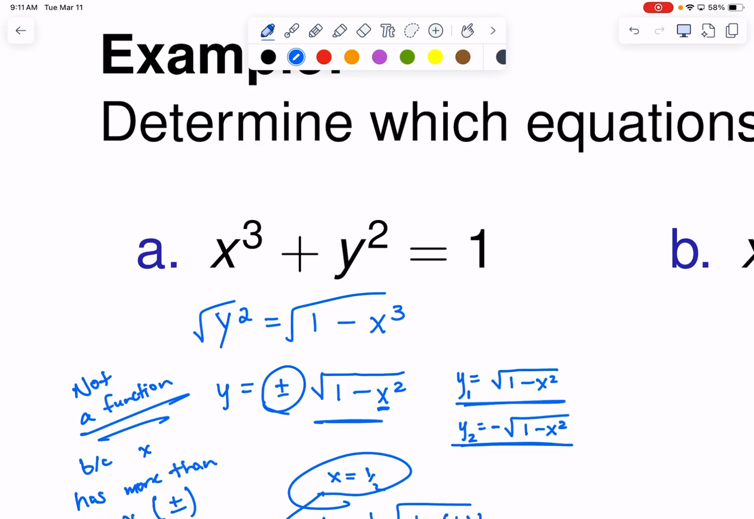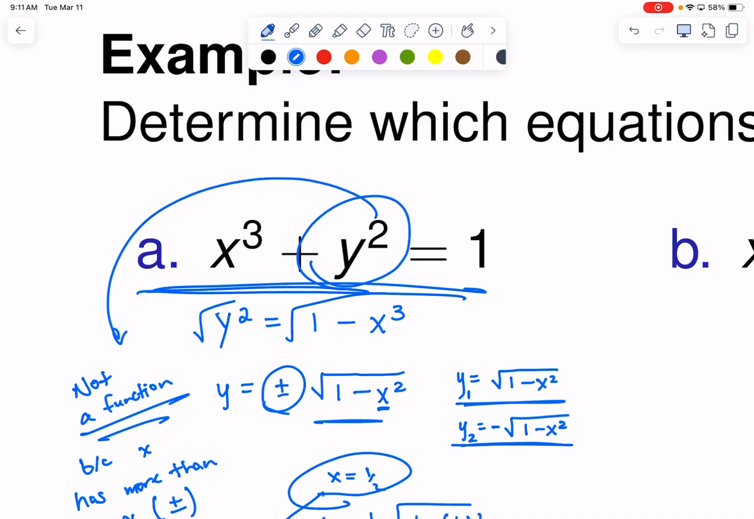So just look at it. See if y has an even power. If it doesn't have an even power, it'll be a function. If it has an even power, it's not going to be a function. So is part A not a function? Why? Because the y squared is going to give you a plus or minus.